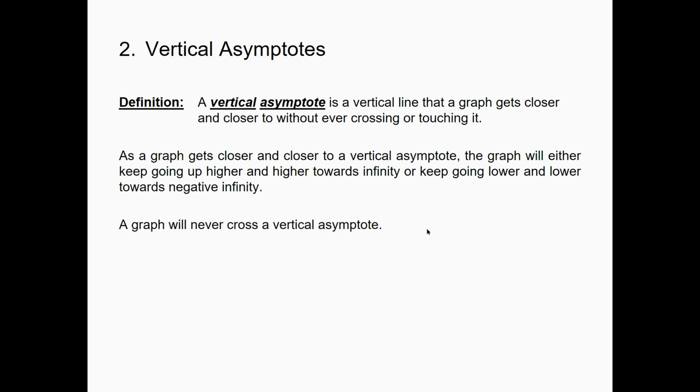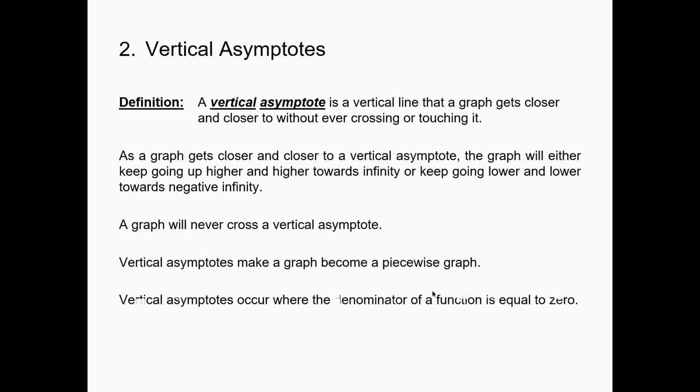They're between the vertical asymptotes. So if you have vertical asymptotes, that means your graph either has an incredibly restricted domain or else your graph occurs in a bunch of pieces. So a vertical asymptote, again, makes your graph become piecewise. Vertical asymptotes occur where the denominator of a function is equal to 0.